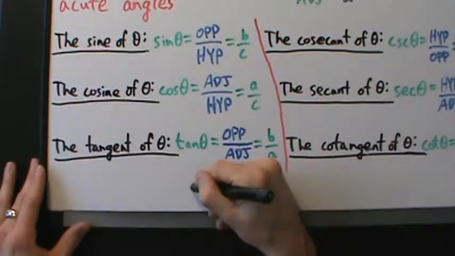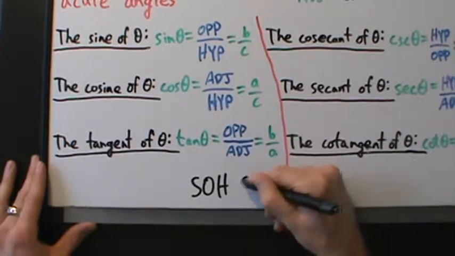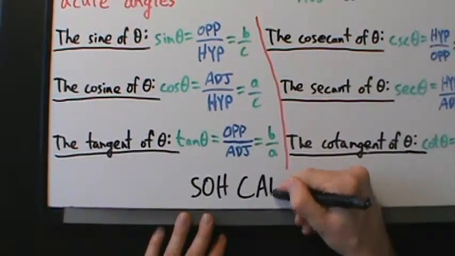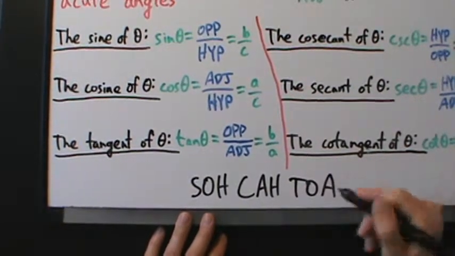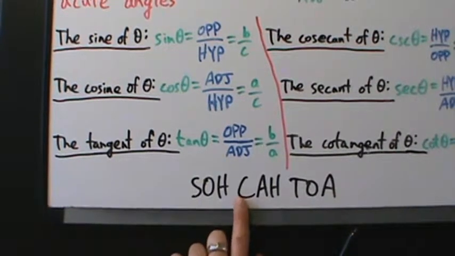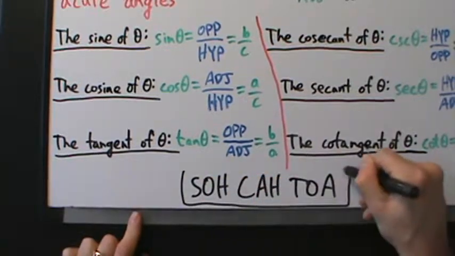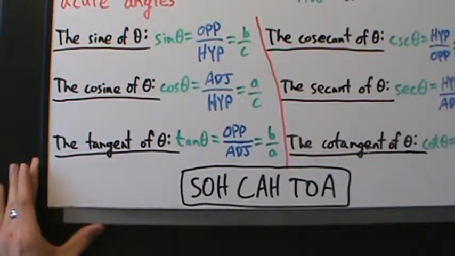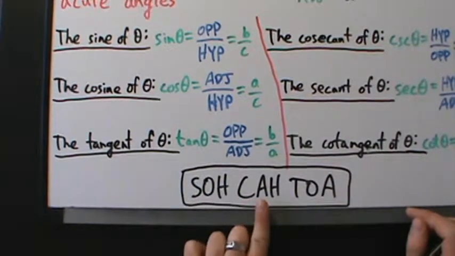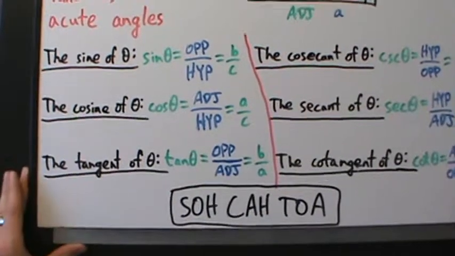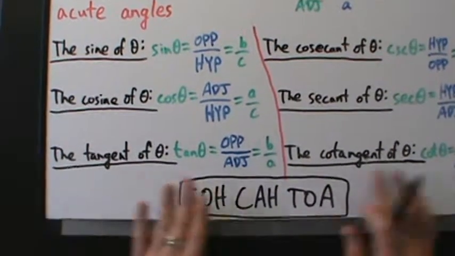So the sine is the opposite over the hypotenuse, and the cosine is the adjacent over the hypotenuse, and the tangent is the opposite over the adjacent. Sine, opposite hypotenuse, cosine, adjacent hypotenuse, tangent, opposite adjacent. So that's SOHCAHTOA. Some students like to use this to help them remember that sine is opposite over hypotenuse, cosine is adjacent over hypotenuse, tangent is opposite over adjacent. If this helps you remember, go ahead and use it, but if not, just completely disregard it, I guess.